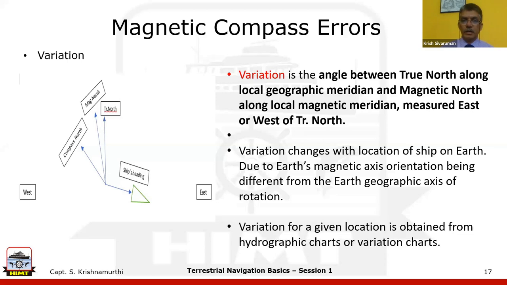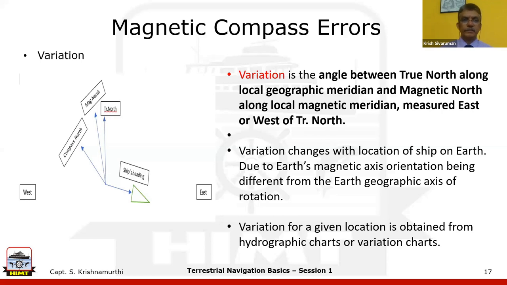Okay. Now, you obtain variation from your hydrographic chart or from the variation chart. So, those of you who have been on ships, you would have seen the variation for any given location. Now, one question: if the heading of the ship changes, does the variation change? No, sir. No, negative. Variation pertains to a particular area, not to the heading of the vessel.